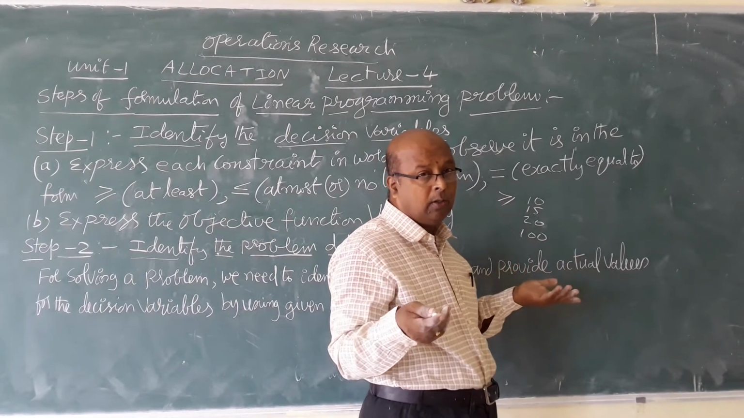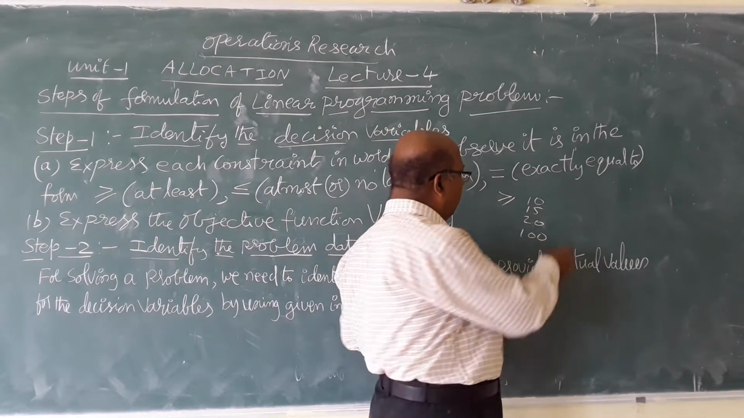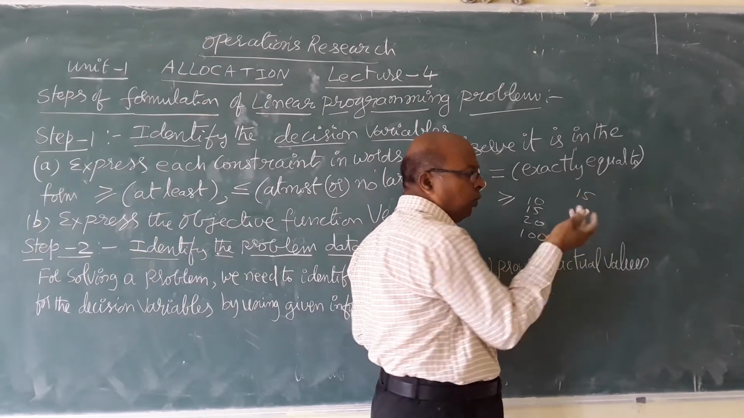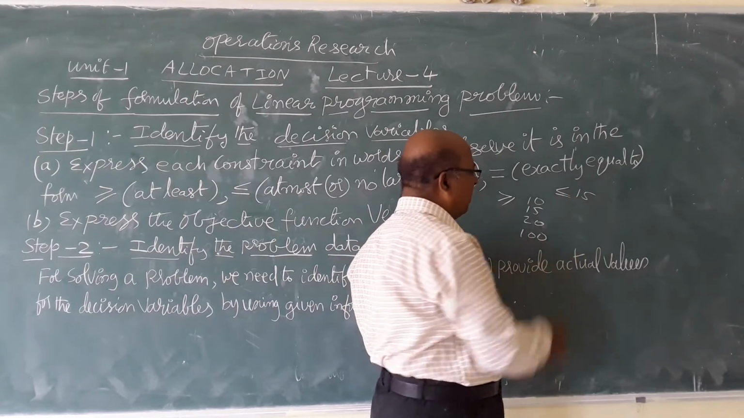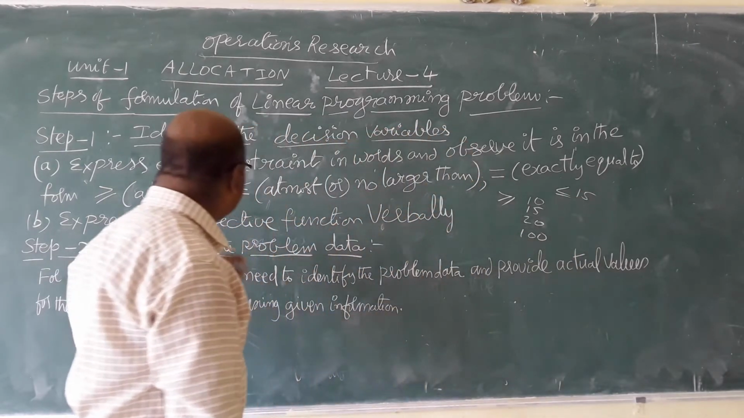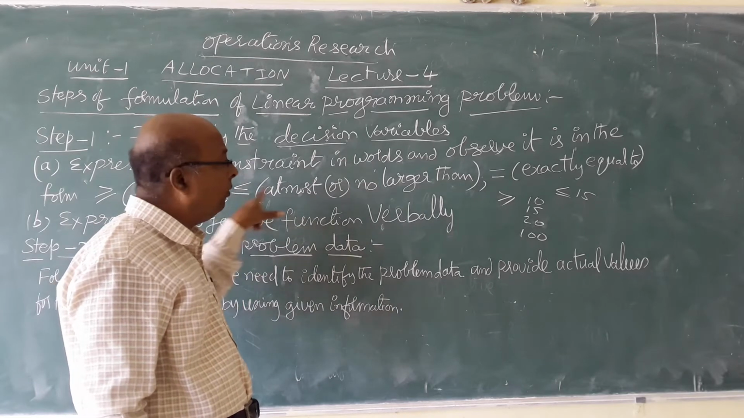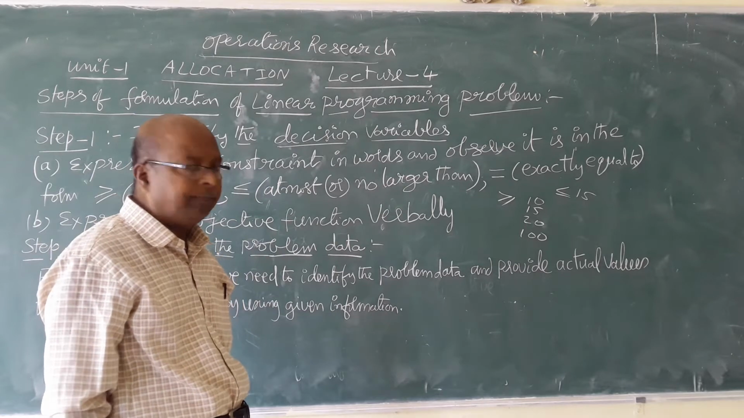At most, maximum, not larger than. So at most 15 rupees means maximum 15. So this is the less than or equal to condition. At most, not larger than, less than or equal to. Is equal to means exactly equal to.